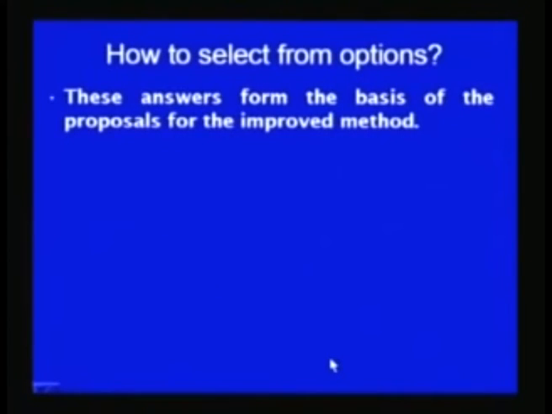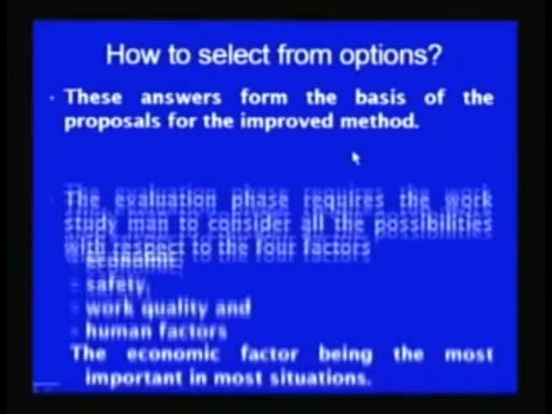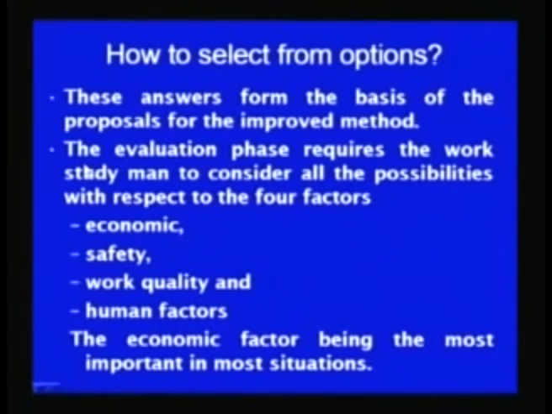After the responses to the secondary questions, we will have certain options, and we will be able to fix which options should be taken up for developing the new method. If a number of options are available, we will have to select for developing the improved method. Answers from the secondary questions form the basis for the proposal of the improved method, and therefore the various available options should be evaluated for the selection of a particular option in the development of the new method.